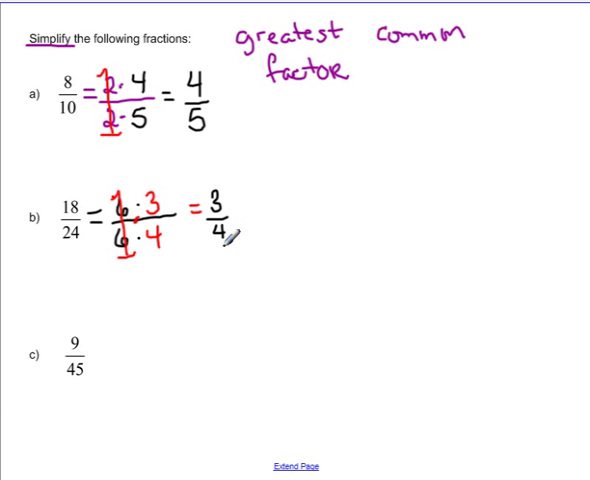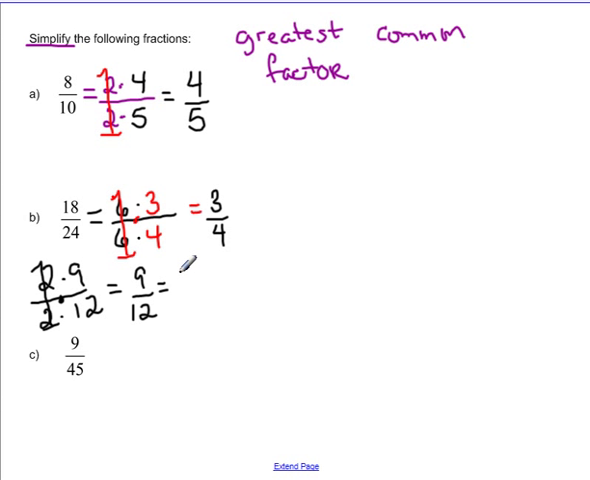And notice I can tell I've simplified completely because 3 and 4 do not have any common factors anymore. If I had done a simplifying step of 2 for this one, say I thought the greatest common factor was 2, I would have done 2 times 9 and 2 times 12. The 2's would have given me that 1. They would have canceled out. But when I look at the fraction 9/12, notice that would still have a common factor of 3. 9 has a factor of 3 and 12 also has a factor of 3.